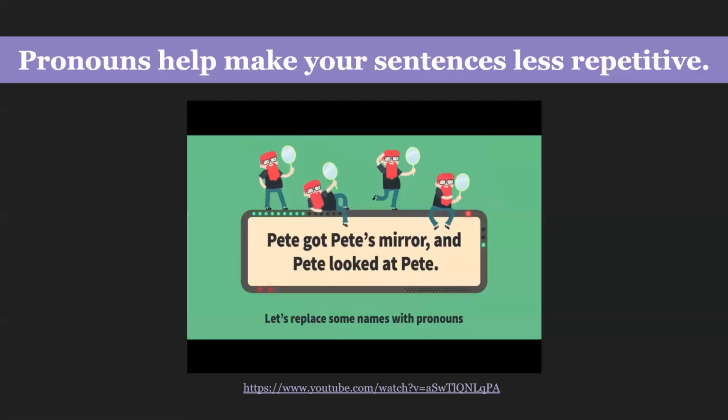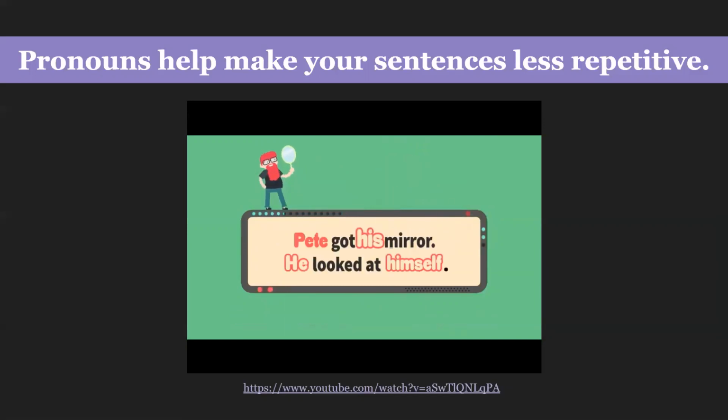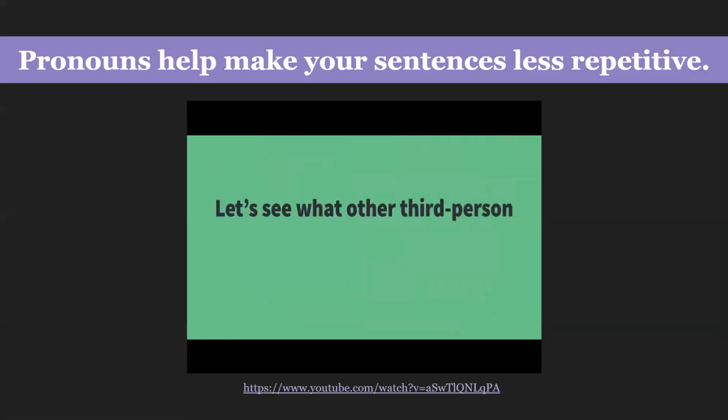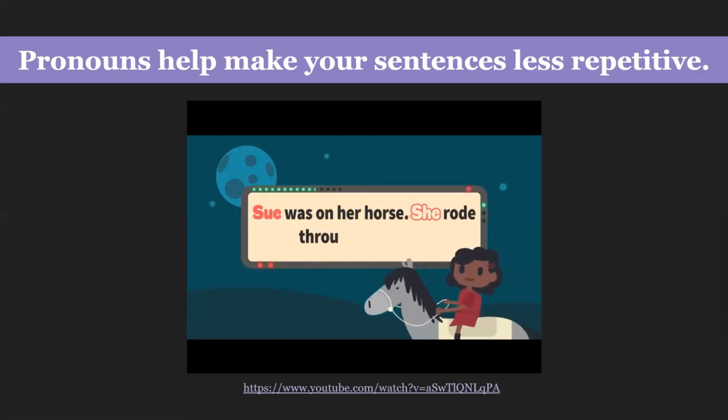Let's replace some names with pronouns. The names are antecedents, they're about to go down. Pete got his mirror, he looked at himself. Those pronouns are way better, they really help. That line is written in the third person. Let's see what other third person pronouns we got working. Sue was on her horse, she rode through the night.